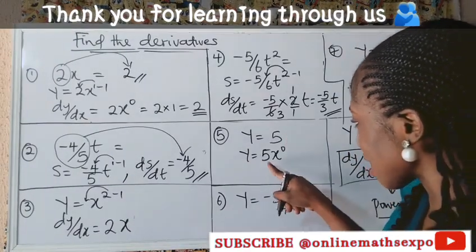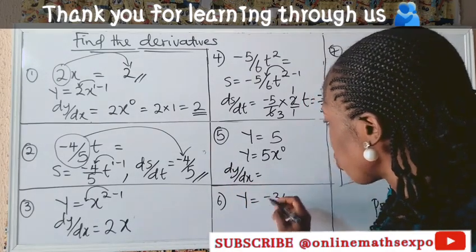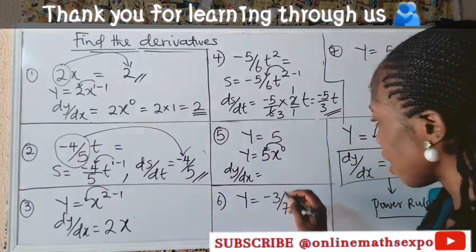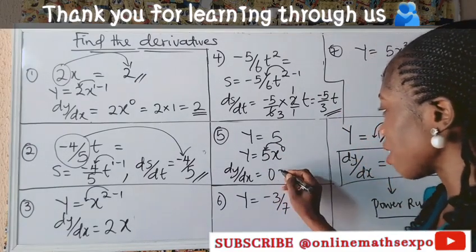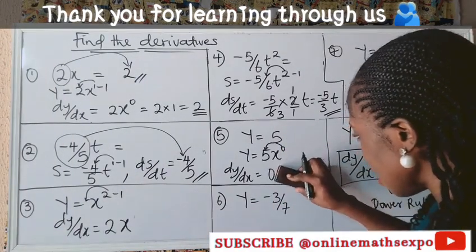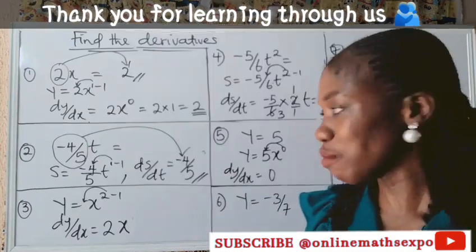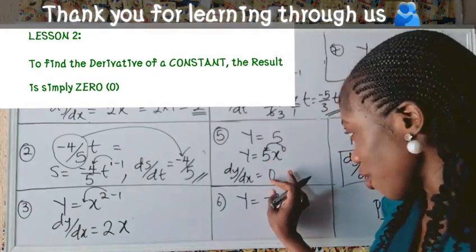So what it means is that this is what we have, and if you are differentiating, we are going to use this to multiply. It gives us 0 multiplies 5 is 0, and anything multiplied by 0 is 0. So what it means is that our answer here is giving us 0. And what does it mean? For differentiating this 5 as a constant, it gave us 0.